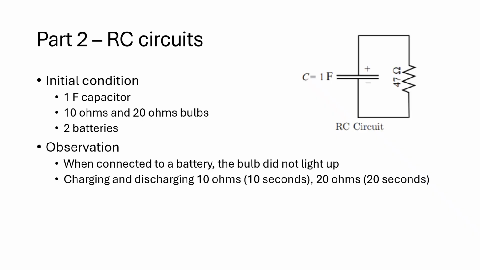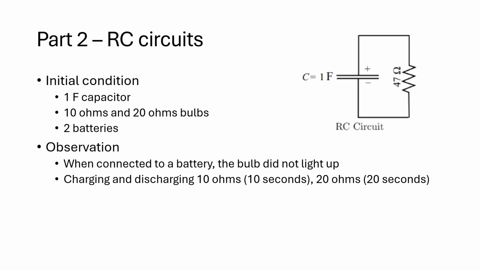In part 2 of this lab, we'll be dealing with RC circuits. The initial conditions are one capacitor, 10 ohm and 20 ohm bulbs, and two batteries. I found that when connected to a battery, the bulb does not light up. However, when taking the battery out of consideration, the charging and discharging with the 10 and 20 ohm bulbs takes 10 seconds and 20 seconds respectively.